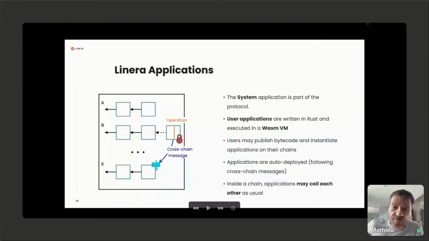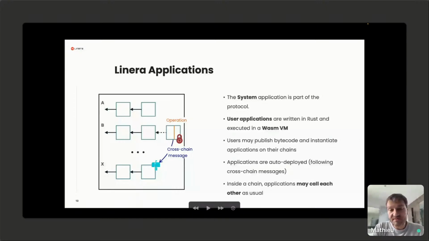Okay, so we use applications. Linera applications can share bytecode, so you don't have to upload a new bytecode, a new program every time to have a new application. You can just instantiate an existing bytecode to do that. And another thing is, when I said that the cross-chain messages are sent by an application, they're received by the same application on the other side.